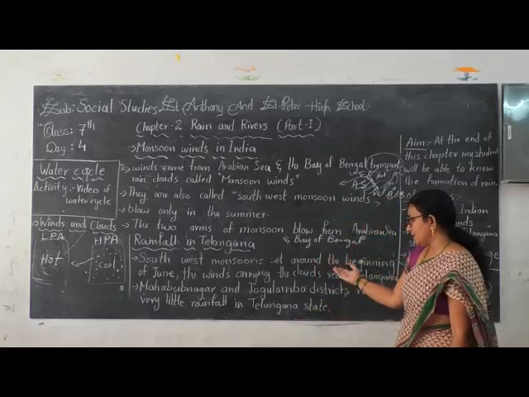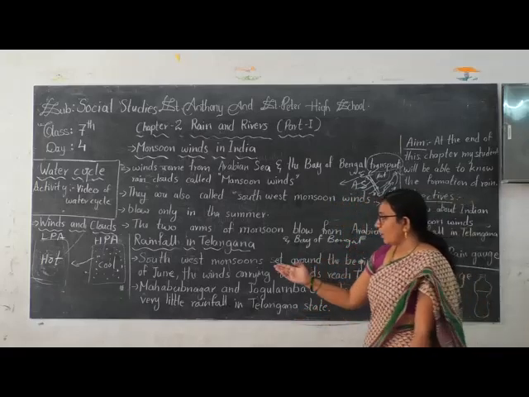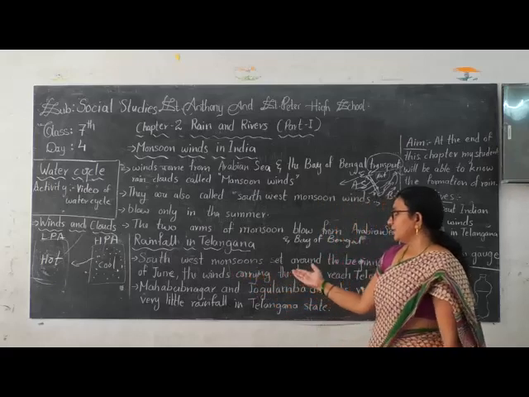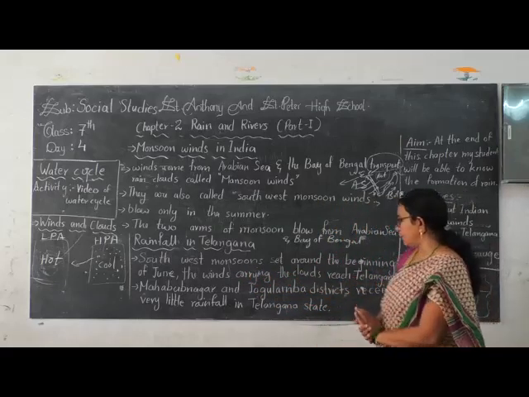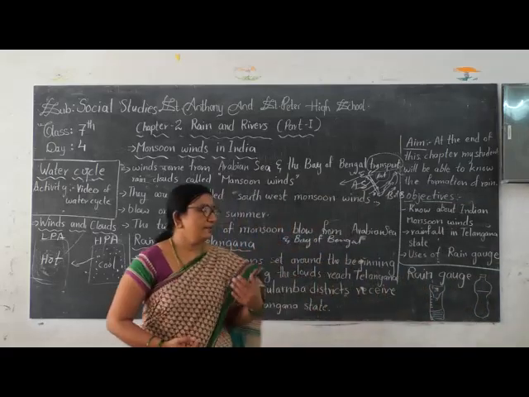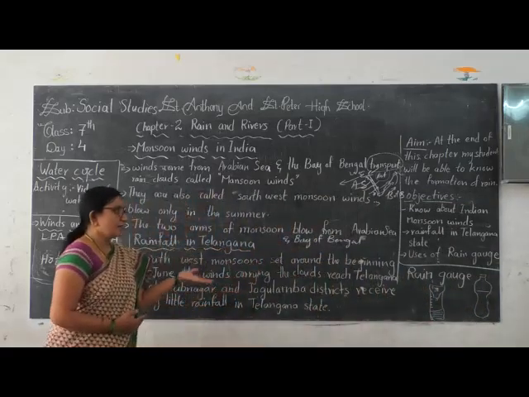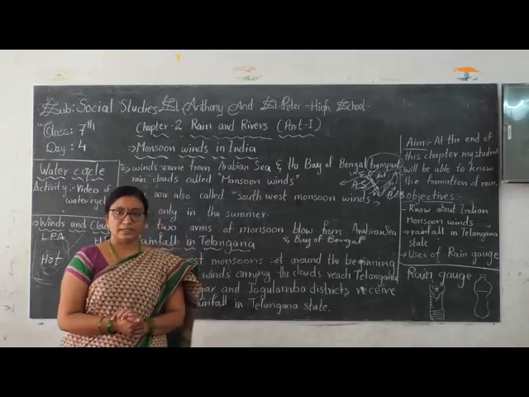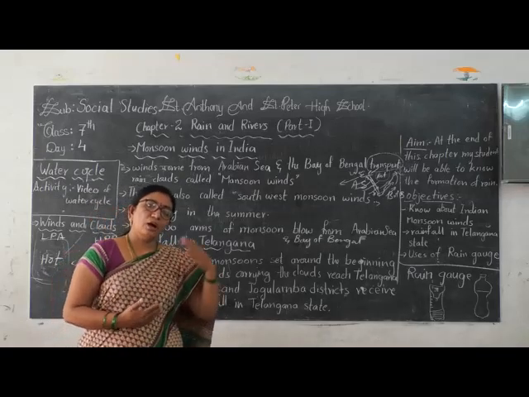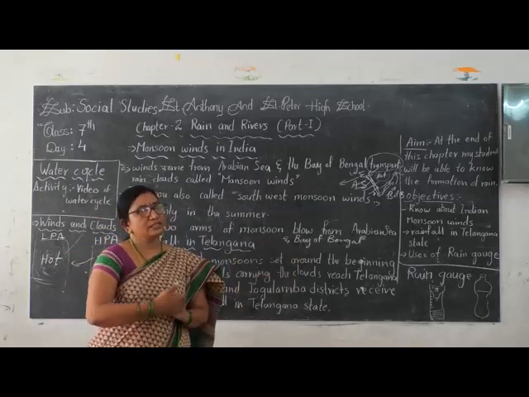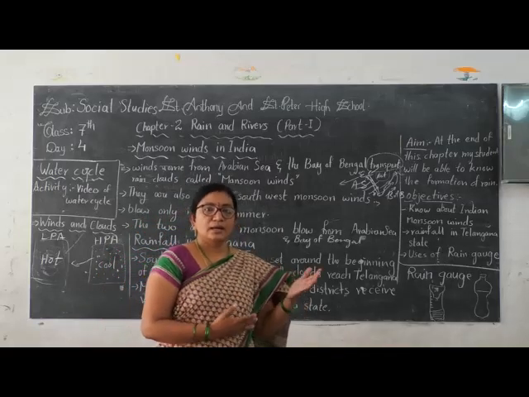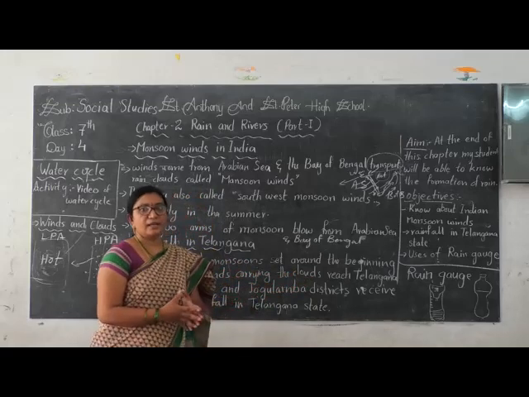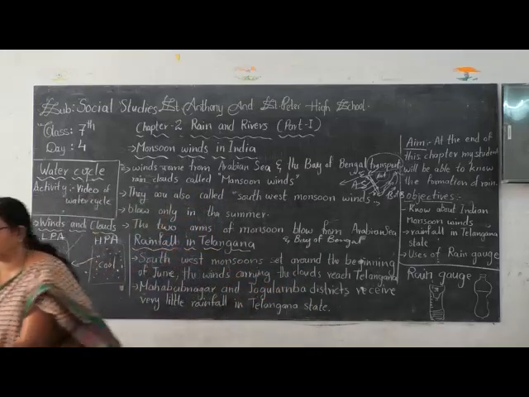The southwest monsoon sets in around the beginning of June. The winds carrying the clouds reach Telangana. When they reach Telangana, they bring a lot of rain to the region. But not all regions of Telangana receive an equal amount of rain. Let us know how the different places of Telangana are receiving the rain.